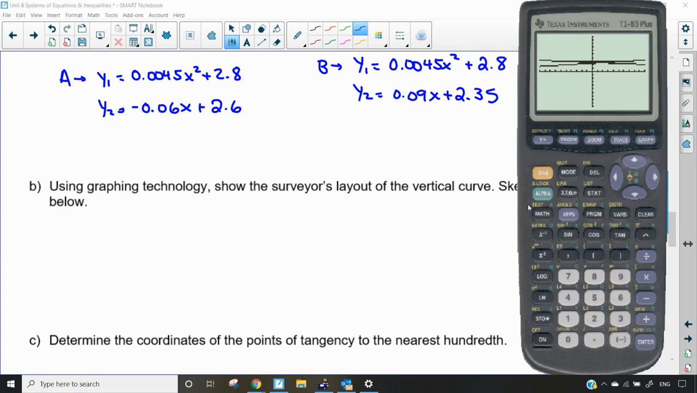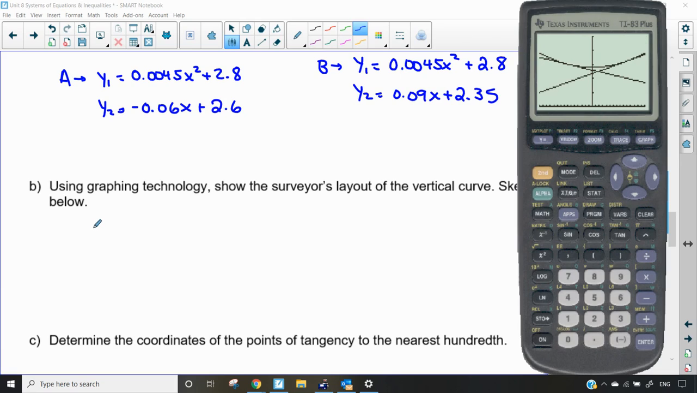Now, taking a look at that graph, that doesn't give us a lot of information. So we're going to adjust our window settings, and we're going to use the window settings of -15 to 15, and we're going to go up by ones. And then we're going to go from 0 to 5 and go up by ones. Now, when you're choosing your window settings, you want to think about the context of the question. Ask yourself what numbers seem realistic in that context.